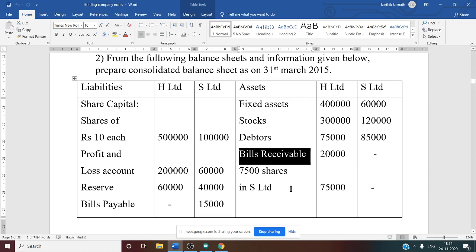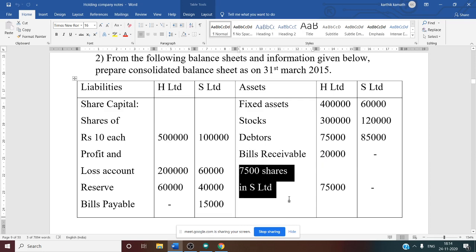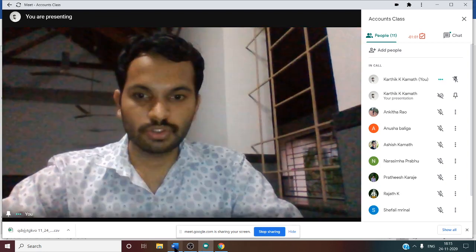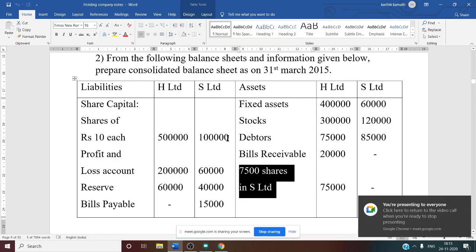Then 7,500 shares in S Limited. This is nothing but the holding company making an investment of 75,000 in S Limited. So it is an investment made by the holding company in a subsidiary company. How can you easily find this information? Just see the subsidiary company capital.